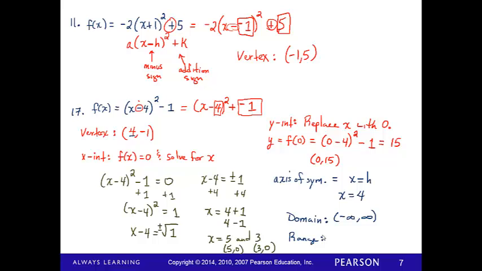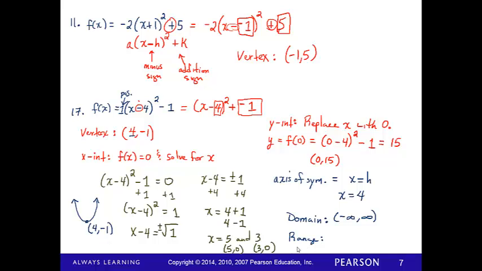And the range comes from the vertex and whether the parabola opens up or it opens down. Now this one, the number out front is a 1. It is positive, which means this parabola opens up. So it should have a shape like this. Okay, so its vertex is right here. So that 4, negative 1 is down here.